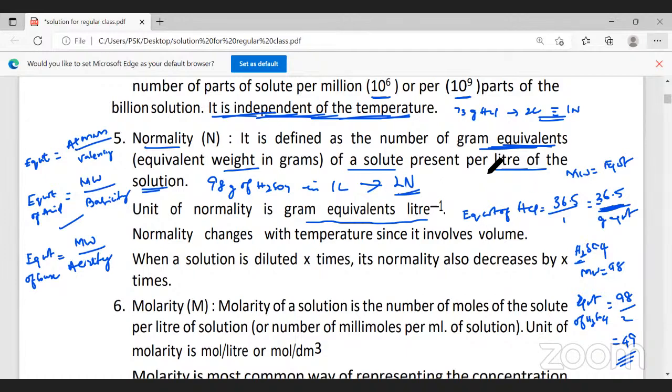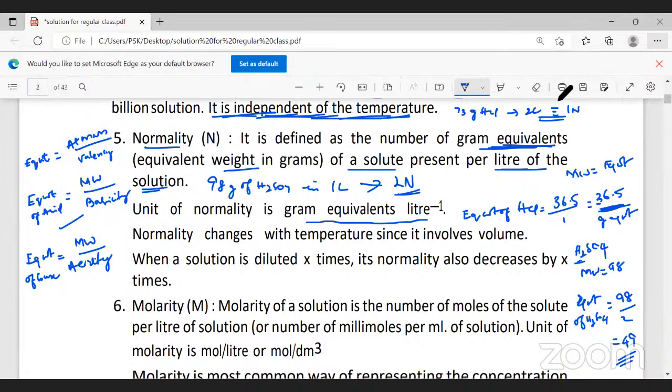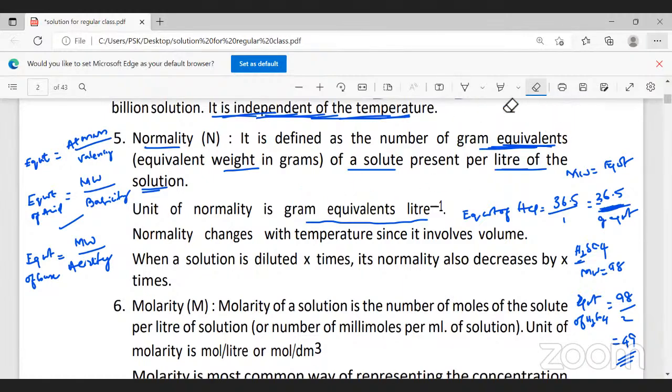Now I'll give you the formula to calculate the normality. You remember this formula to work out the problems. A lot of numericals will be there, and you have to understand the different types of numericals. So normality can be calculated by the formula weight in grams divided by molecular mass into 1000 divided by volume of the solution. We'll work out some problems a little later.